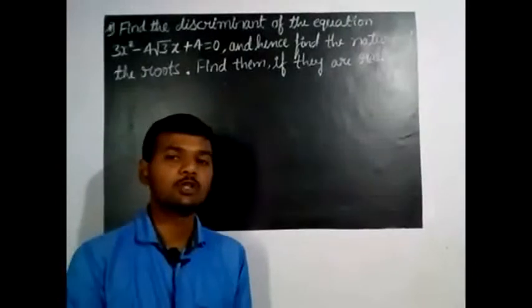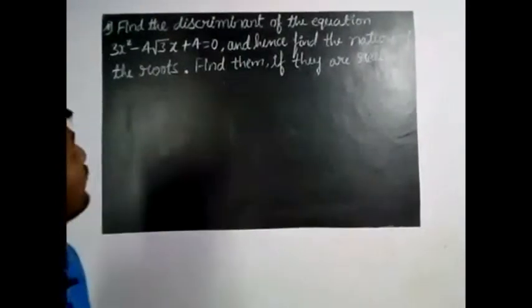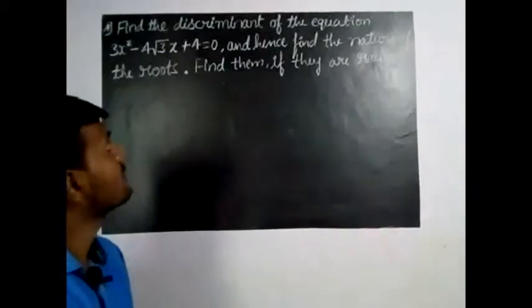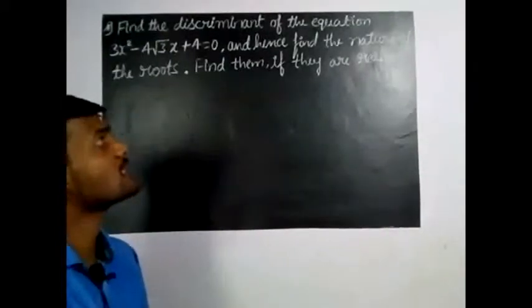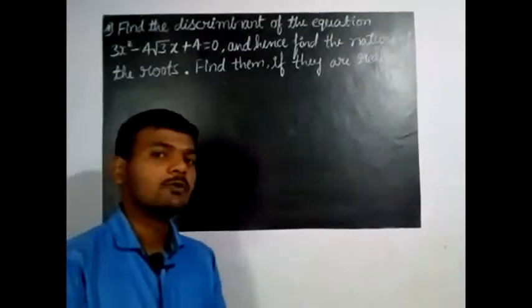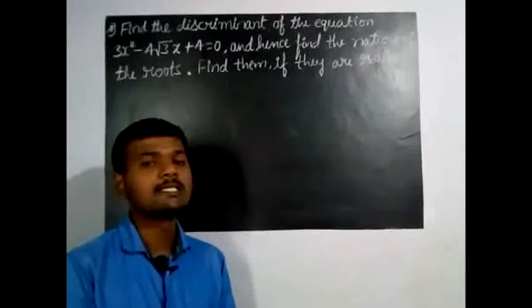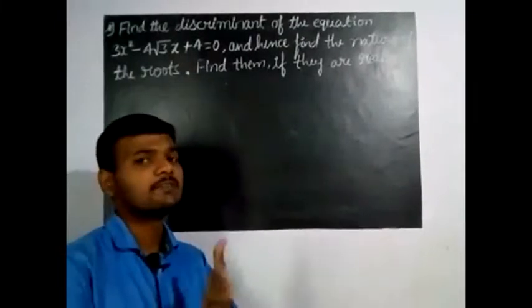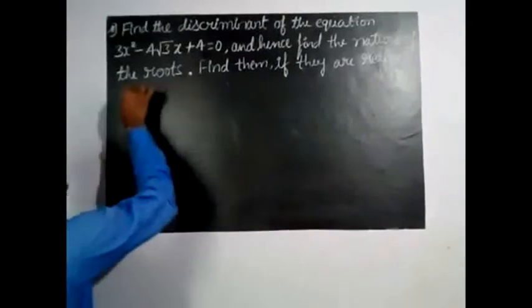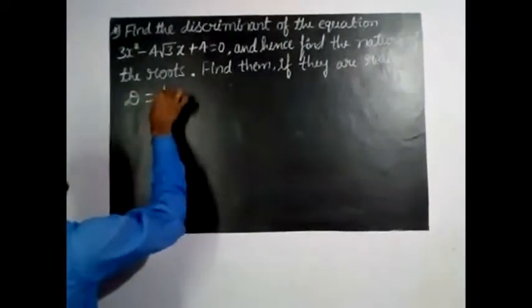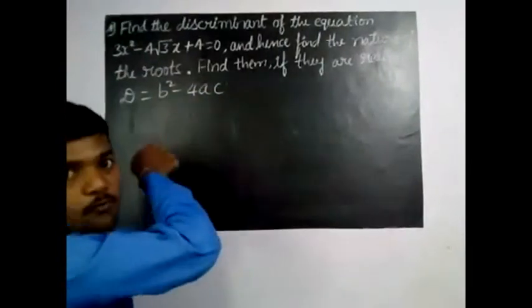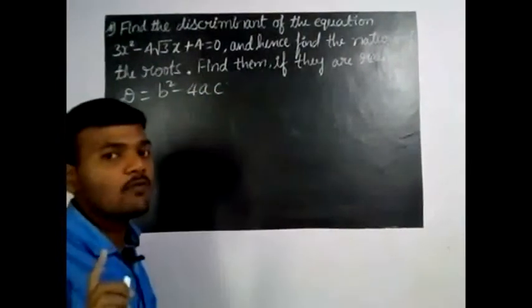Let us discuss the next example: find the discriminant of the equation 3x² − 4√3x + 4 = 0, and hence find the nature of the roots, and also find the roots if they are real. Firstly, we need to find the discriminant for the given equation, that is D = b² − 4ac. This has to be written, it carries half a mark when asked as a one mark question.